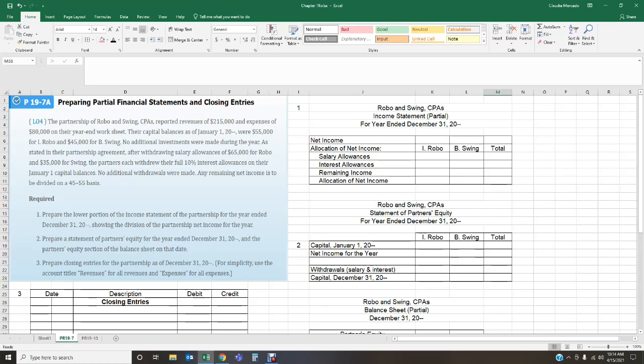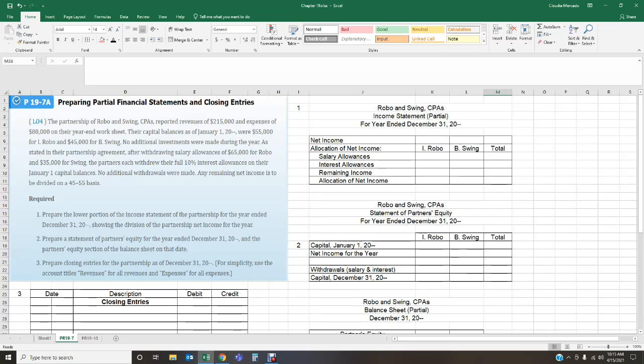As stated in their partnership agreement, after withdrawing salary allowances of $65,000 for Robo and $35,000 for Swing, the partners each withdrew their full 10% interest allowance on their January 1st capital balances. No additional withdrawals were made. Any remaining net income is to be divided on a 45-55 basis. Okay? So that means Robo gets 45%, Swing gets 55% of any remaining net income.